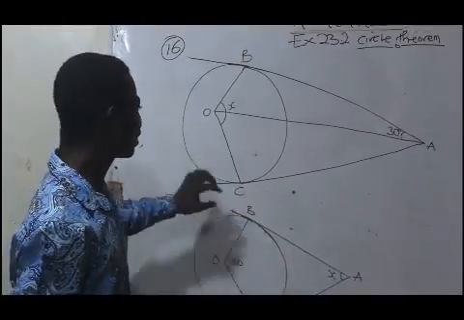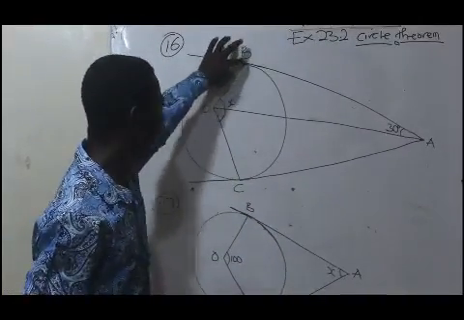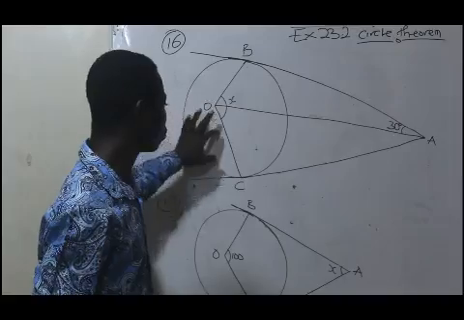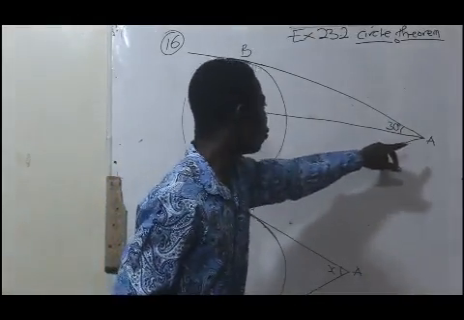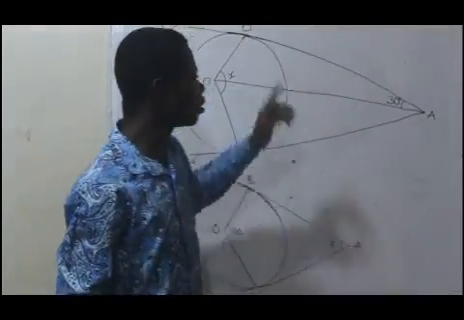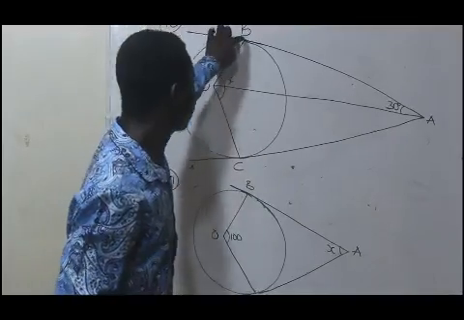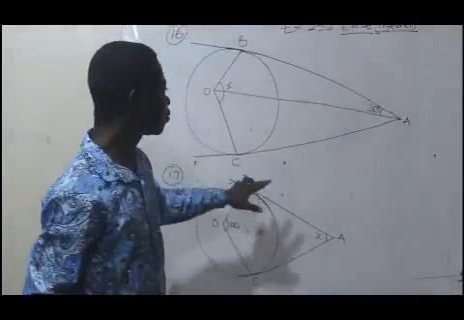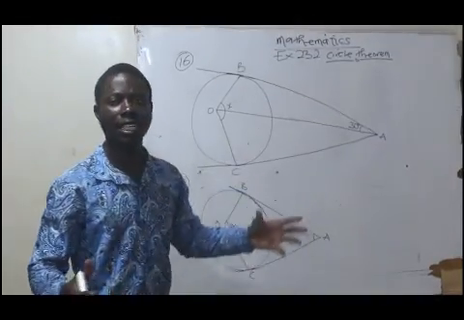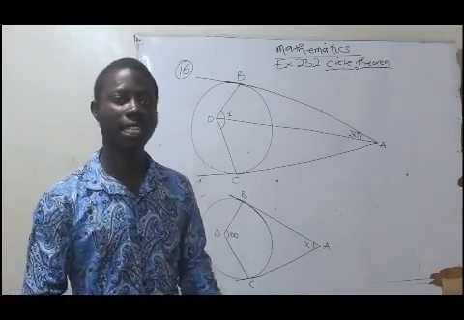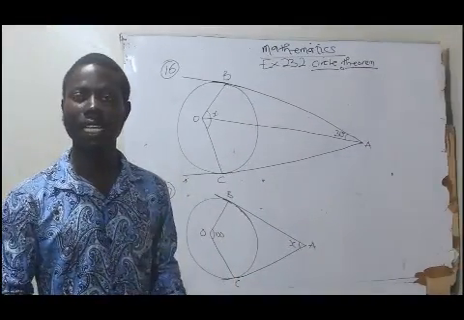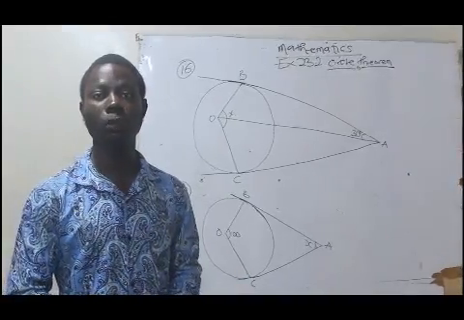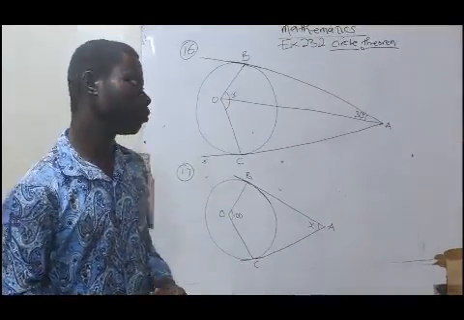We can say then that adjacent sides are equal. That is, OB is equal to OC, and then CA or AC is equal to AB. Since this quadrilateral ABOC has adjacent sides equal, then we can say that the quadrilateral is a kite. Then we can use the properties of a kite in solving this problem.